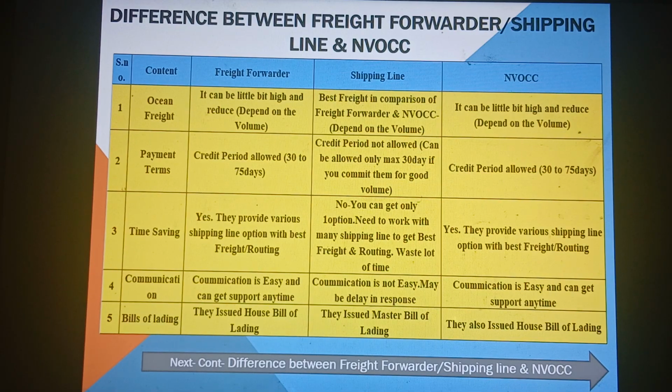Now fifth, bill of lading. The freight forwarder will issue a house bill of lading. The shipping line issues a master bill of lading. NVOCC also issues a house bill of lading. I hope these five points are clear to you.